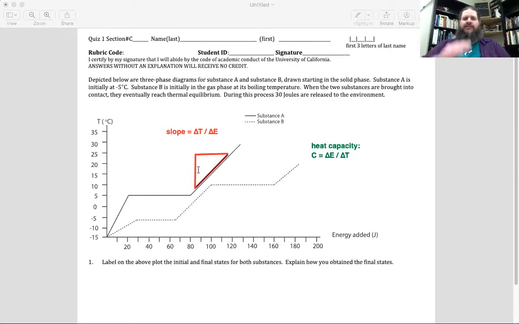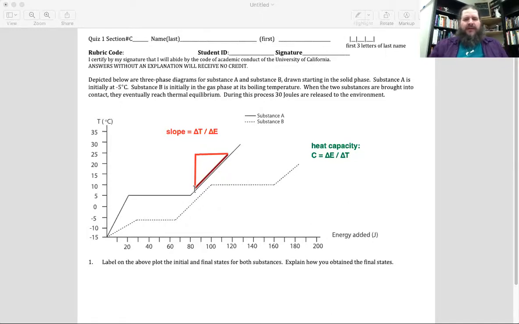So for instance, a large heat capacity would be a very shallow slope. A small heat capacity would be a very steep slope. Steep slope in the sense that you can get a lot of temperature change for only a little bit of energy. Whereas a shallow slope would mean it takes a lot of energy to get a little bit of temperature change.